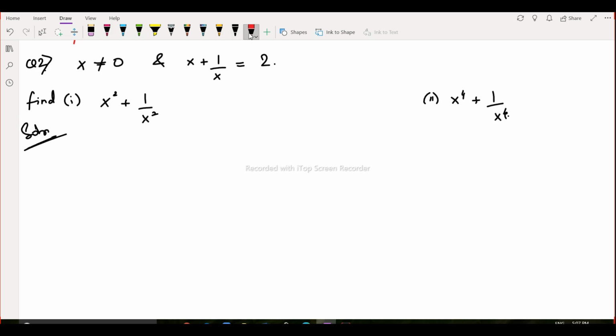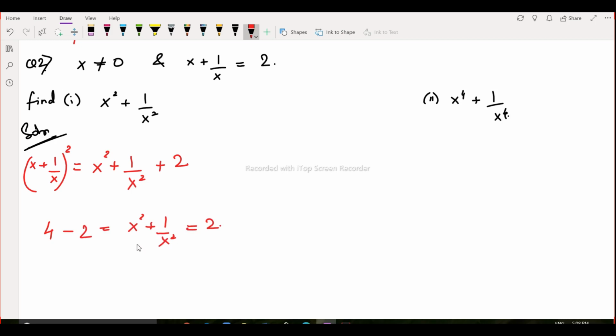So if you want, you can just try this first. So x square plus 1 by x square. So we know the expansion. We just did that. x plus 1 by x the whole square is equal to x square plus 1 by x square plus 2. So x plus 1 by x is 2, so squared that is 4, and this 2 comes here, so you get minus 2. So you have x square plus 1 by x square, which is actually equal to 2. So we get the answer for this.